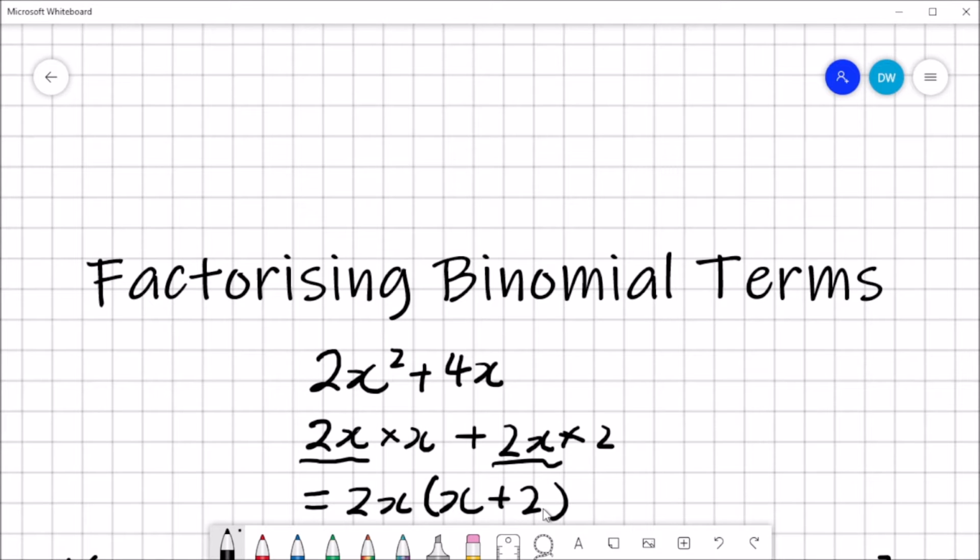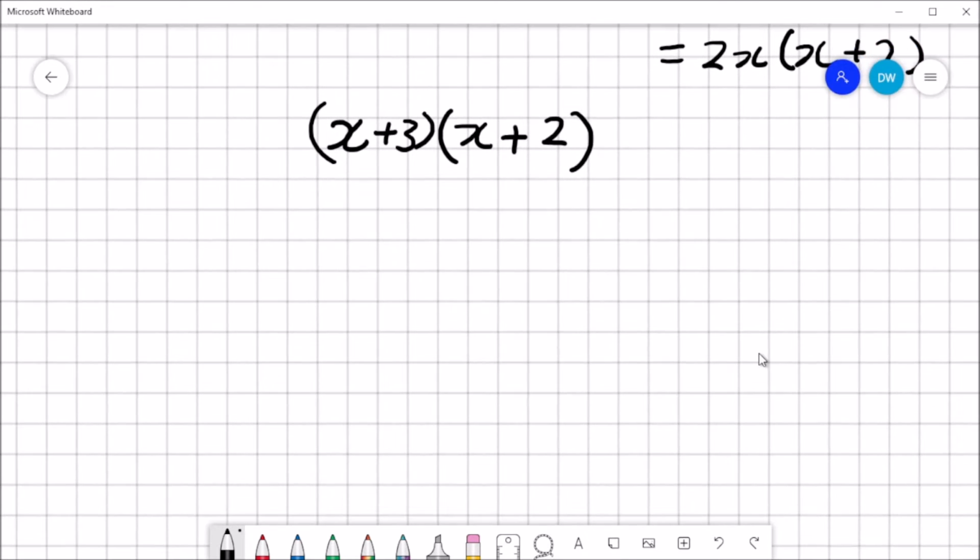Okay, so today we're going to do one step up, but before we look at factorizing binomial terms, let's quickly revise binomial expansions, because binomial factorization is in fact the reverse of expansions. Now, let's look at this basic example. We've done quite a lot of these last time, so let's look at how it's done.